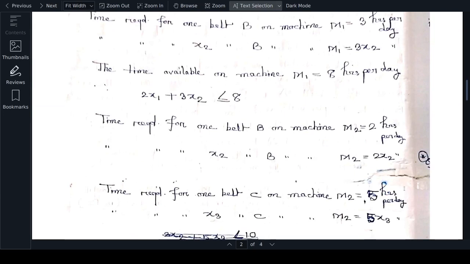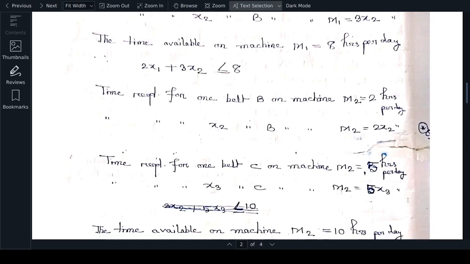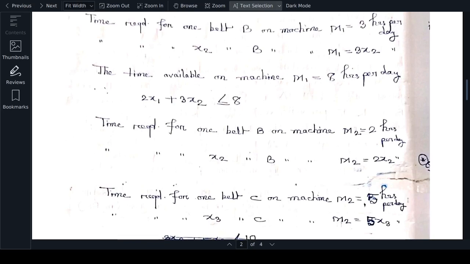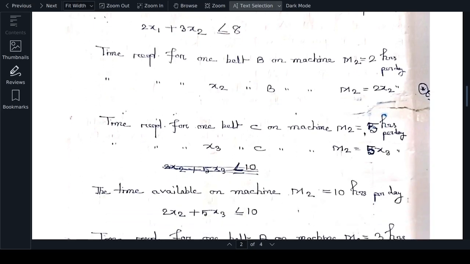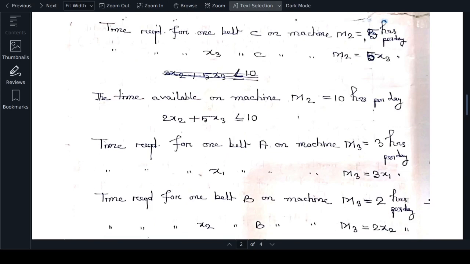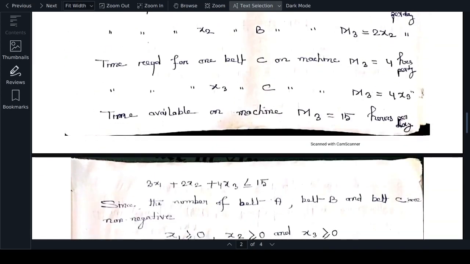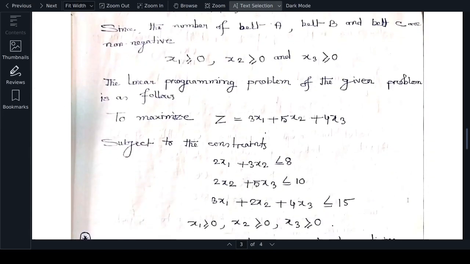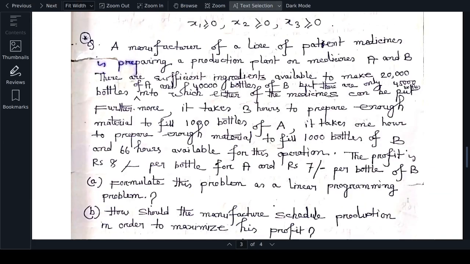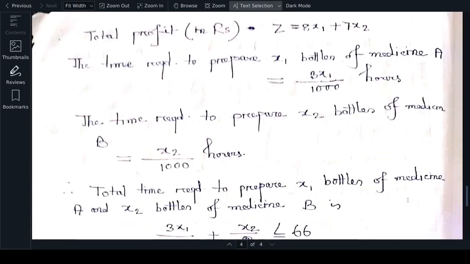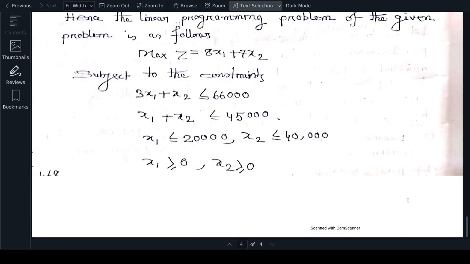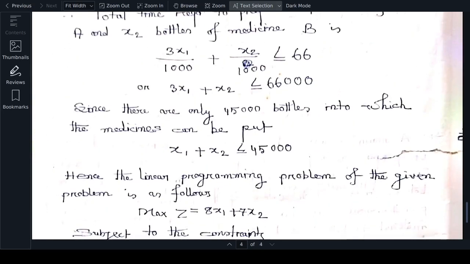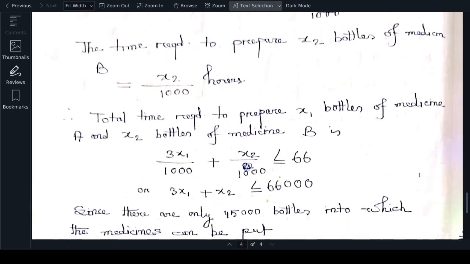And next, there are some restrictions. What will they be? The total time required to prepare x1 bottles of medicine A and x2 bottles of medicine B is at most 66 hours. So this is less than or equal to 66, and then by cross multiplication we get this. And the next restriction is what? There are only 45,000 bottles into which the medicine can be put. Means x1 plus x2 less than or equal to 45,000.